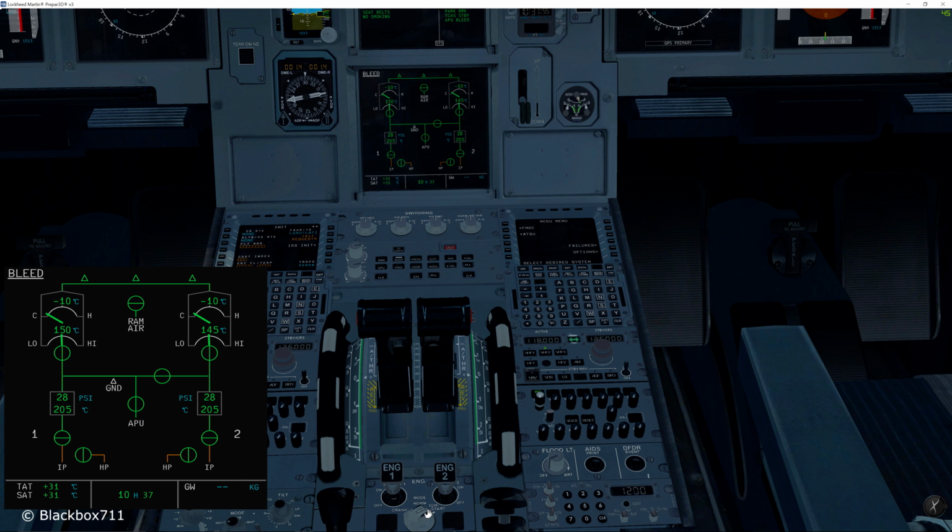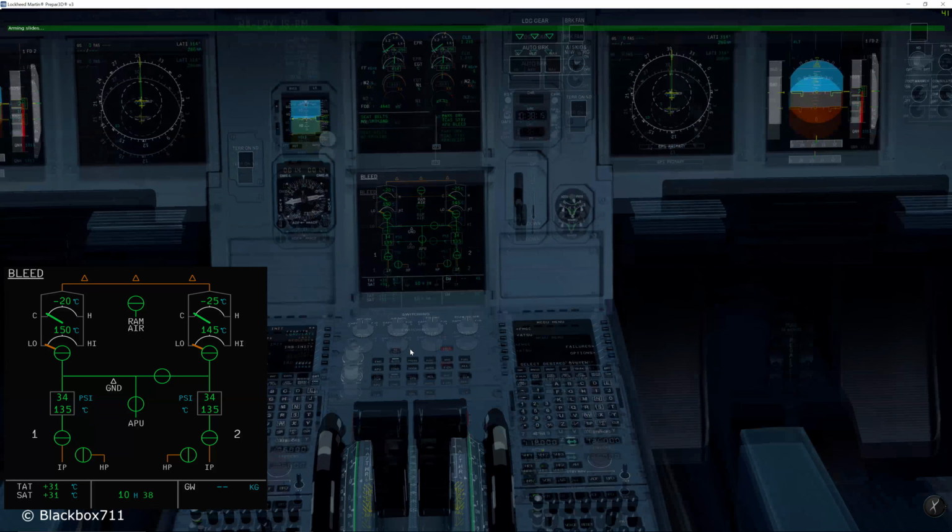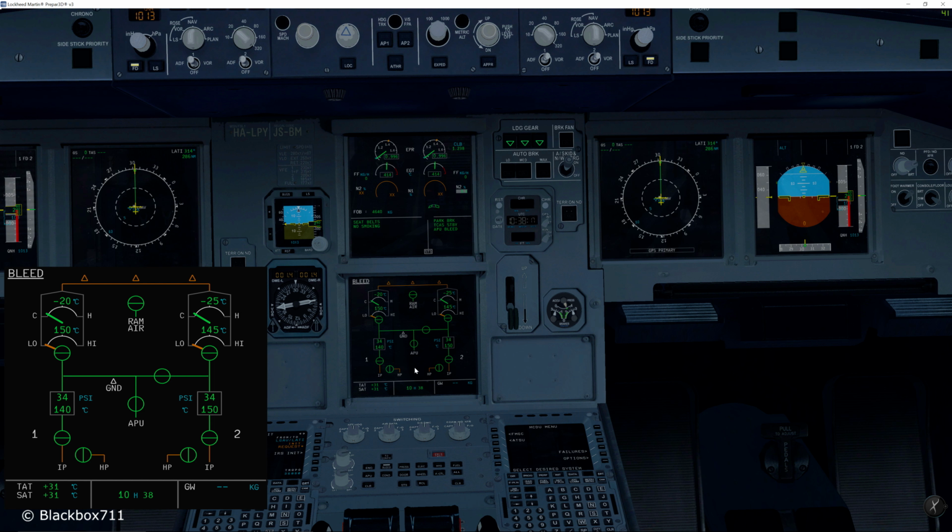Alright, let's start up the engines, and you'll notice that when you select ignition start, the Pack valves will close immediately, automatically, and hence the full bleed pressure from the APU is available for engine start. Now after engine start, say engine 2 is started and running at idle, if you don't start the second engine immediately, after 60 seconds the Pack valves will actually open again automatically.